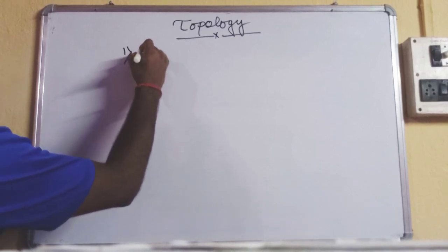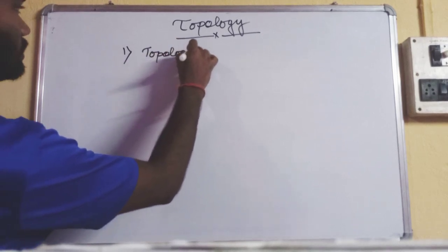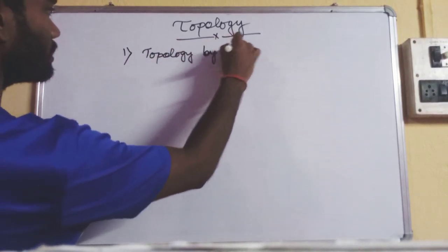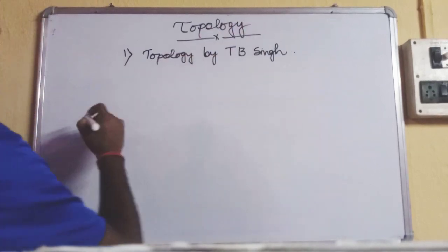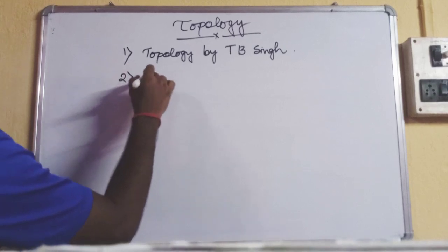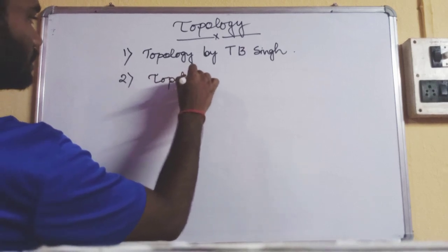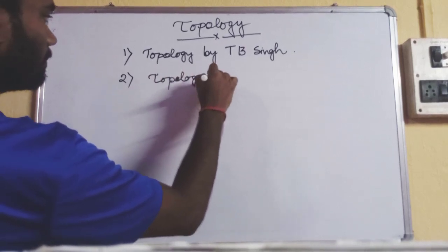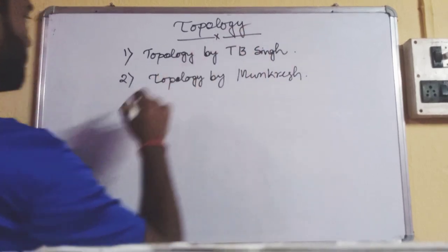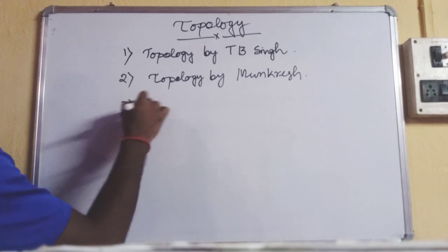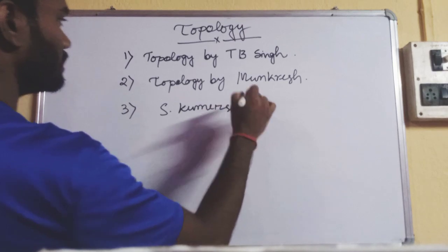Number 1, Topology by TB Singh. Number 2, Introduction to Topology by Munkres, and you can also follow Kumaresan. These are the books.